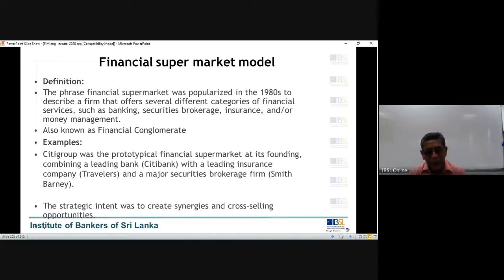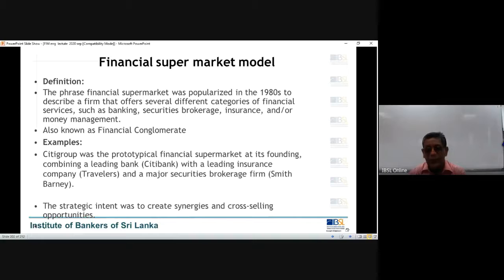And what is the strategic intent of a financial conglomerate? To create synergies and cross-selling opportunities. That is the strategic intent of a financial conglomerate, right? Create synergy. Now you know what is meant by synergy. Synergy means that if you are working alone, the summation of working together gives more benefit than working alone. That is the synergistic effect, right?